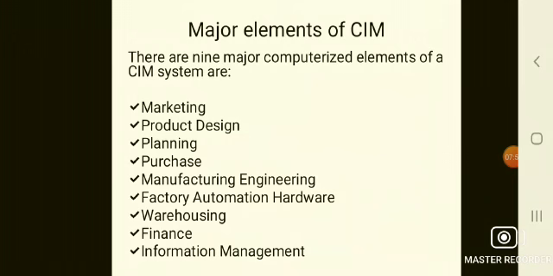Major elements of CIM. There are 9 major computerized elements of CIM, as we have seen in the above slide, that is marketing, product design, planning, purchasing, manufacturing engineering, factory automation hardware, warehousing, finance and information management.